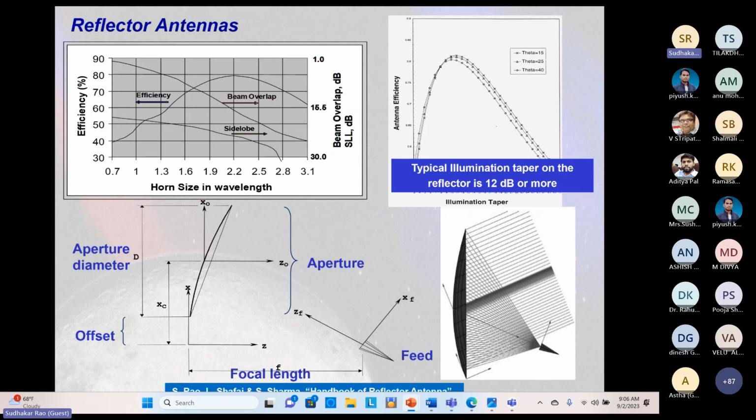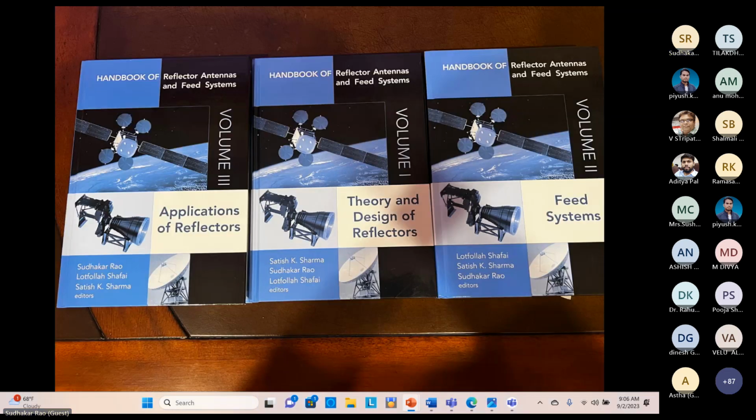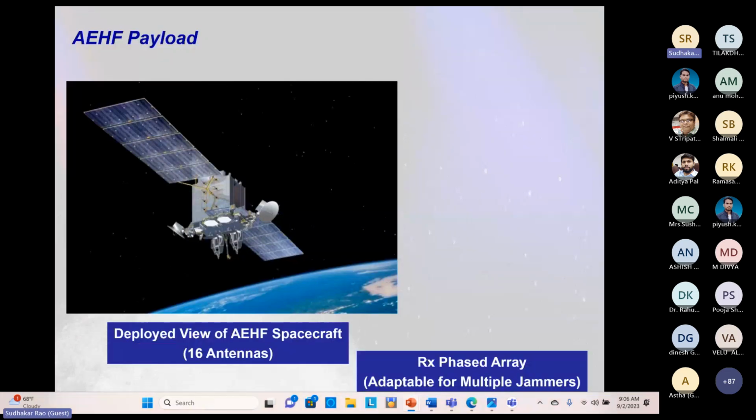So you can probably read more about the design in the book. These are the 3 volumes published in 2013. Myself, Professor Shafai, who was my mentor a long time back, and Satish Sharma, who is a professor now at San Diego State University. We have written 3 volumes: Application of Reflectors, Theory and Design of Reflectors, and Feed Systems. A lot of literature is available there, so you can go through. And some practical antennas are also discussed.